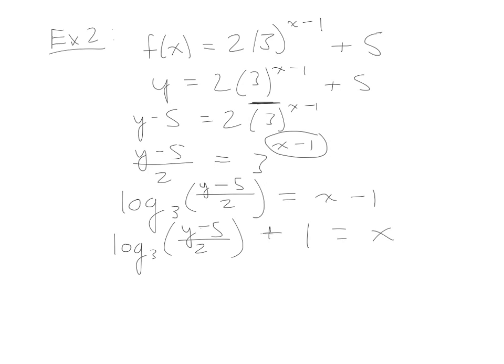Equals x. And then we rename that f inverse of x, reverse the x's and y's, that's my new y, and now replace the left-hand side, replace y with x. So log base 3 of the quantity x minus 5 over 2, plus 1. And there's your answer.